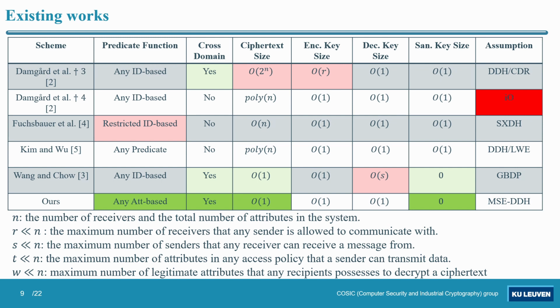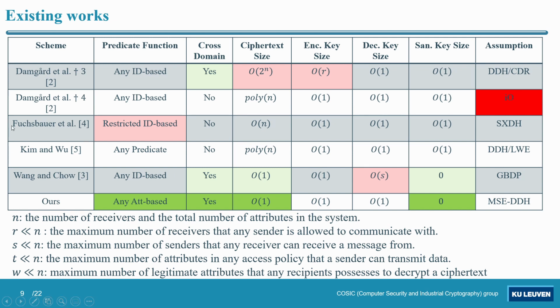The existing works include Damgard et al., proposed at DCC 2016, where the predicate function is any identity-based construction, meaning the predicate function takes as inputs the identity of the senders and the receivers. This can be built based on the cross-domain approach that we already discussed in the previous slides, but the construction based on the standard assumption has an exponentially large ciphertext, such that the encryption key size also grows linearly with the maximum number of receivers that any sender is allowed to communicate with. They improved the size of the ciphertext, but in a non-standard way, based on indistinguishable obfuscation techniques.